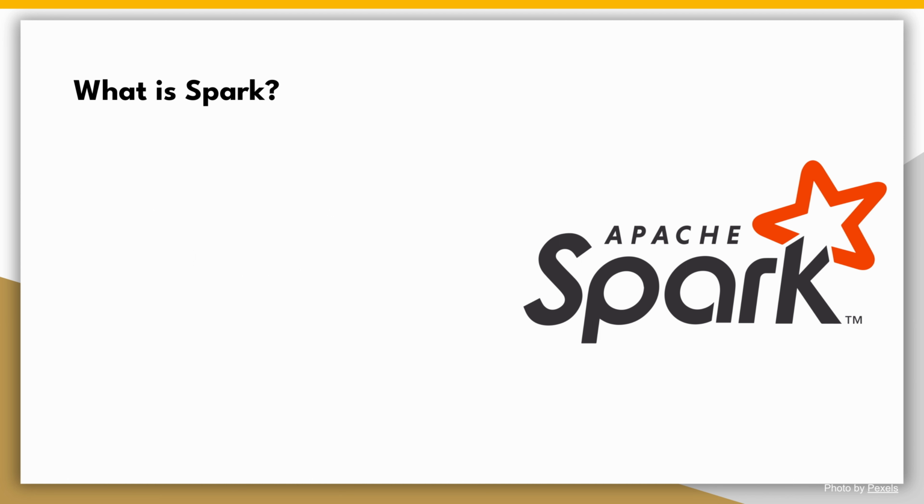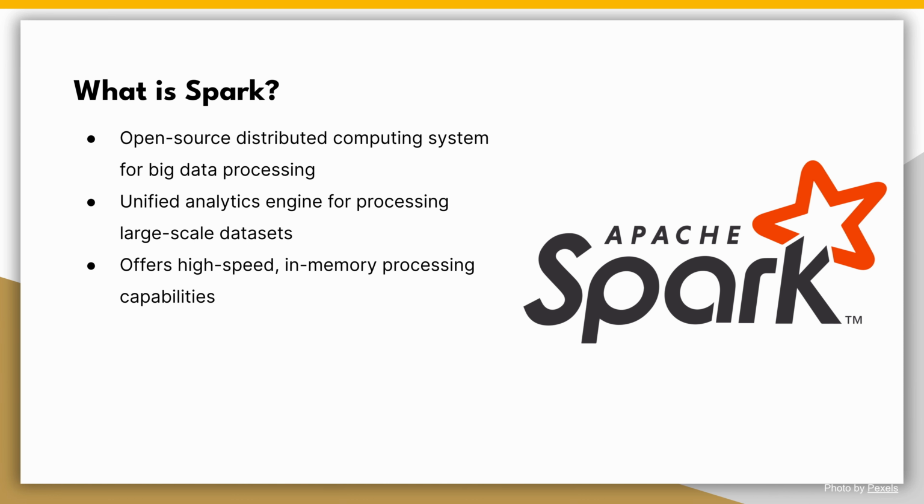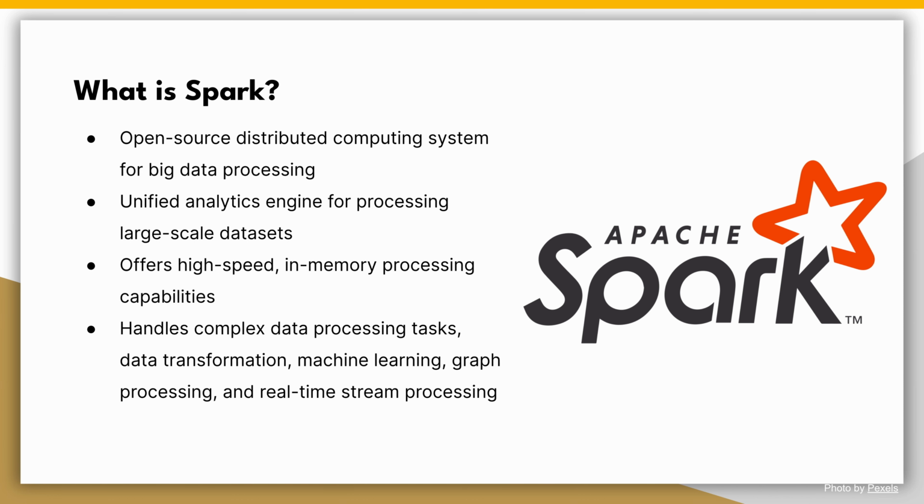So what exactly is Spark? Spark is an open-source distributed computing system designed for big data processing. It provides a unified analytics engine for processing large-scale data sets and performing parallel computations. Spark addresses the challenges of working with big data by offering high-speed, in-memory processing capabilities. It efficiently handles complex data processing tasks, including data transformation, machine learning, graph processing, and real-time stream processing.